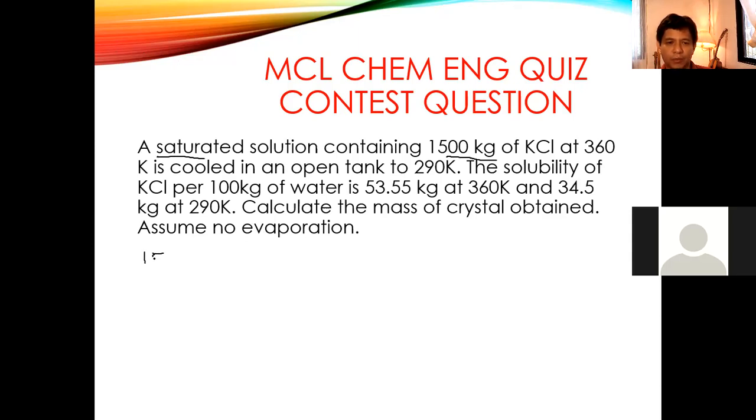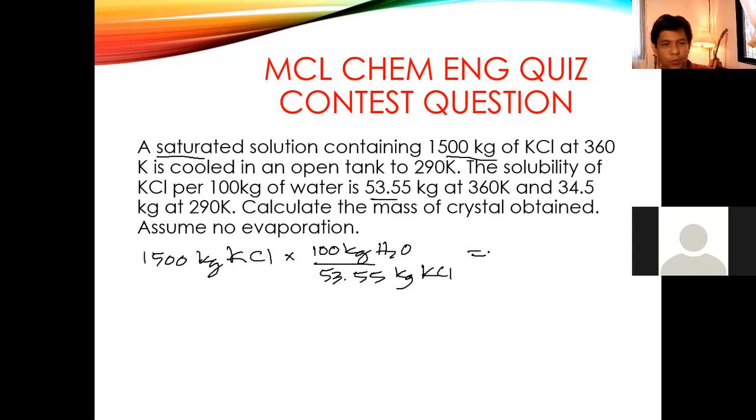So I'll start with 1,500 kg of KCl. Tapos I'm going to calculate the amount of water. So times 100 kg of water. Now this 100 kg of water will dissolve this one, 53.55 kg KCl, di ba? So it means we have 1.5 times 100 divided by 53.55. We have 2,801 kilogram of water. Do you agree? Kasi ito cancel, di ba?